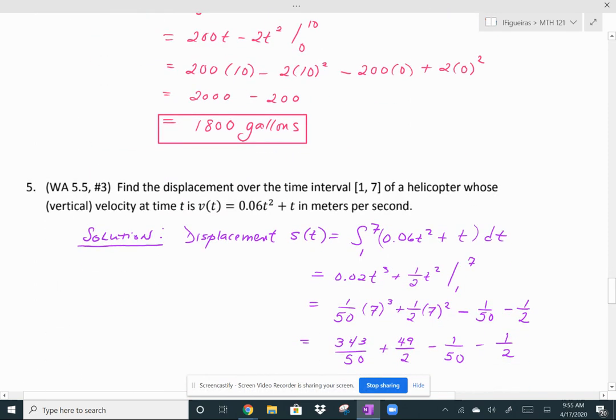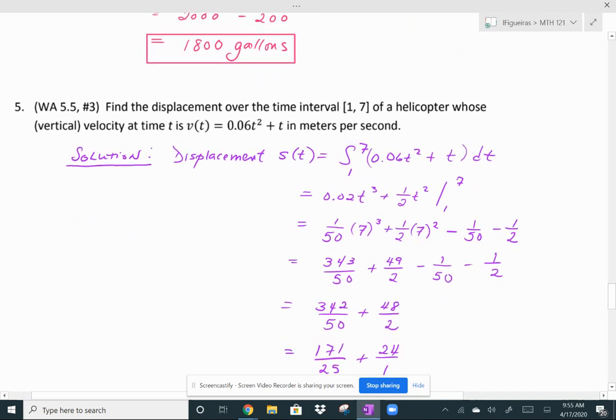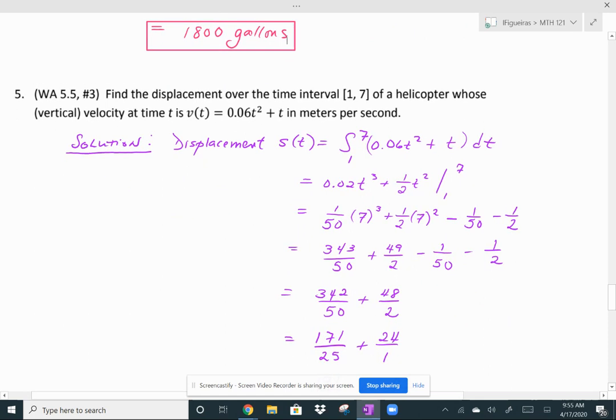So we want to find the displacement over the time interval from 1 to 7 of a helicopter whose vertical velocity, because it's going upward, is v of t equal to 0.06 t squared plus t in meters per second. All right, so remember, displacement is just the integral of velocity. So we are integrating from 1 to 7 of your velocity function.